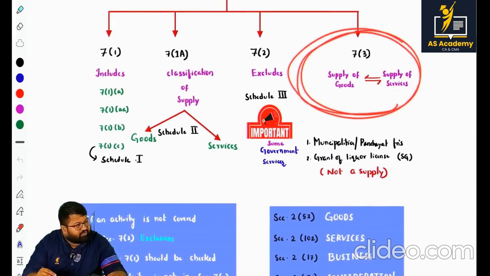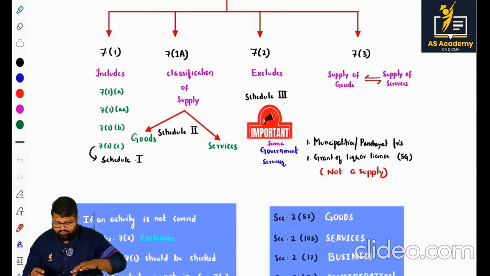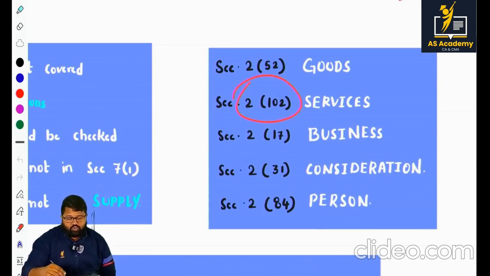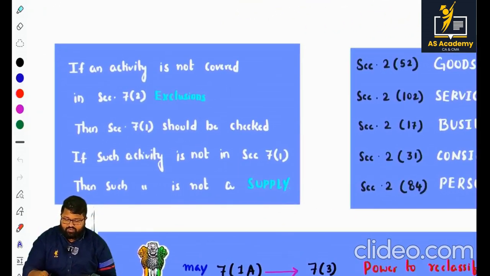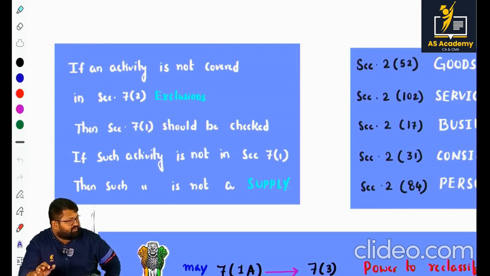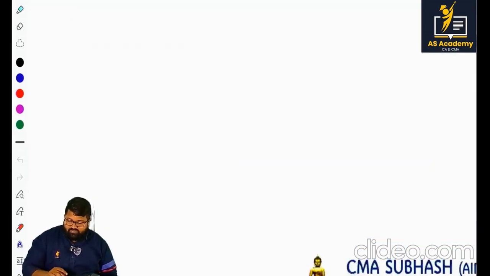What about 7.3, ma? So reclassification. So we may feel it as a good, but the government has the power to reclassify it as a service. Okay. And what are those important section numbers? Section 2(52) goods, 2(102) services, 2(17) business, 2(31) consideration, 2(84) person. Next. Sir, normally when we are going with this, first we have to check 7 subsection 2. If it is not covered there, go with section 7 subsection 1. If it is not covered there also, it is not a supply.